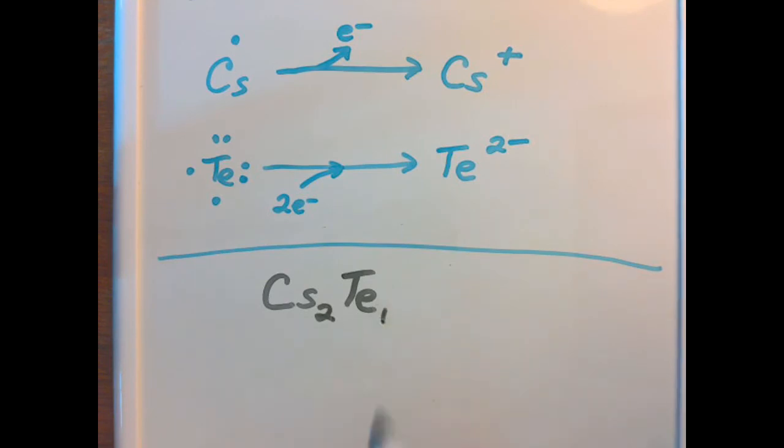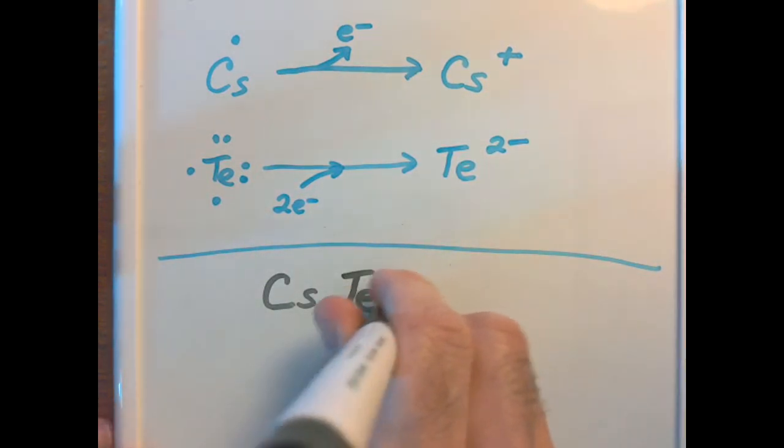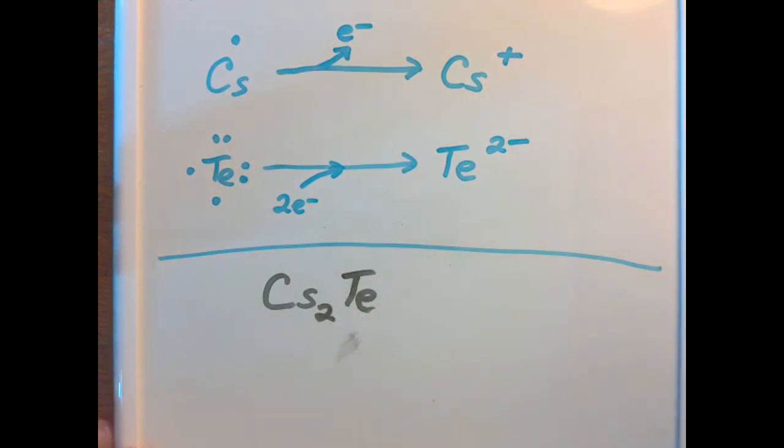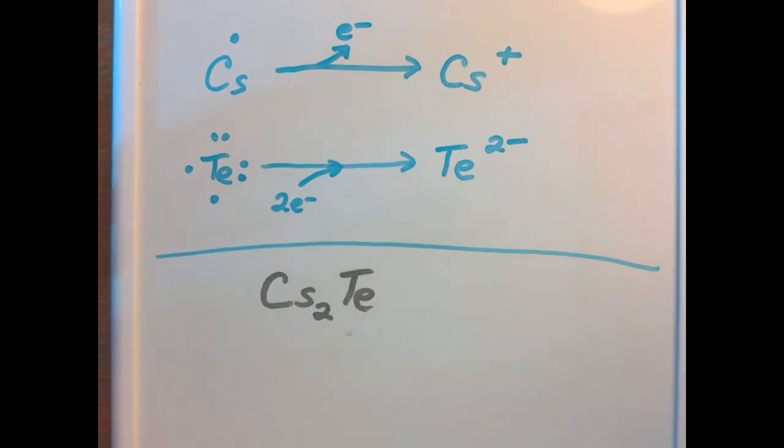Please do not write the number 1. It is not correct to write the number 1. It is implied, so we're going to get rid of that number 1 because it shouldn't be there. So that's the formula for an ionic compound that is comprised of cesium and tellurium. Cs2Te. Again, notice that that 2 is subscripted. It's not written like that. It's written below, indicating that there are 2 of these that are part of this entire compound.